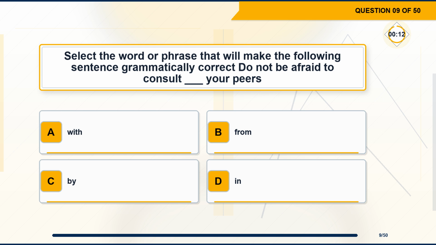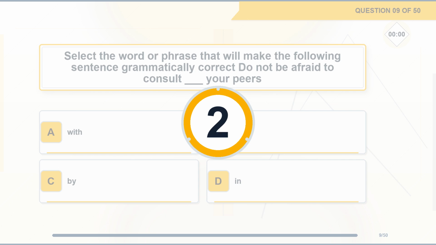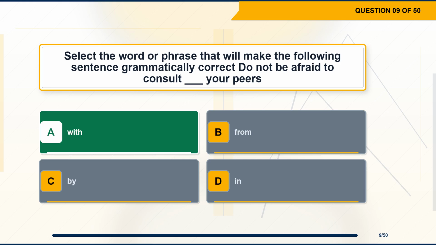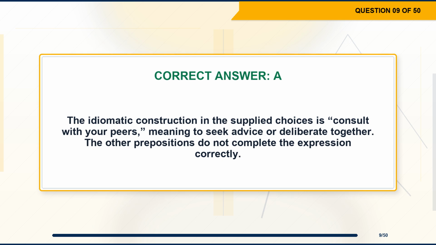Question 9. Select the word or phrase that will make the following sentence grammatically correct. Do not be afraid to consult blank your peers. Option A, with. Option B, from. Option C, by. Option D, in. The correct answer is option A, with. Explanation. The idiomatic construction in the supplied choices is consult with your peers, meaning to seek advice or deliberate together. The other prepositions do not complete the expression correctly.